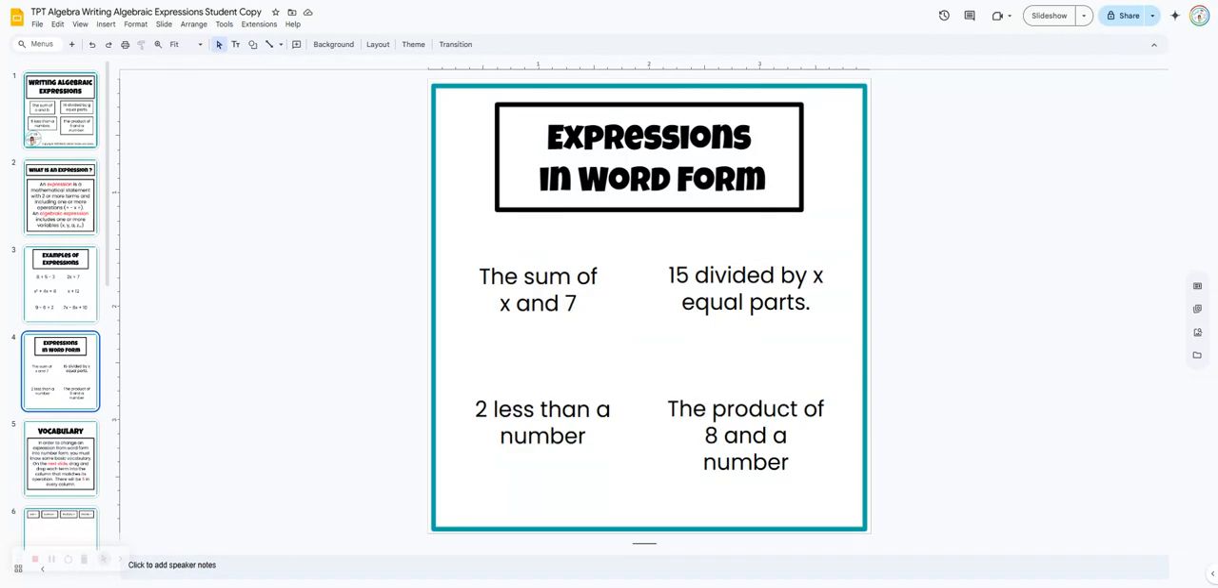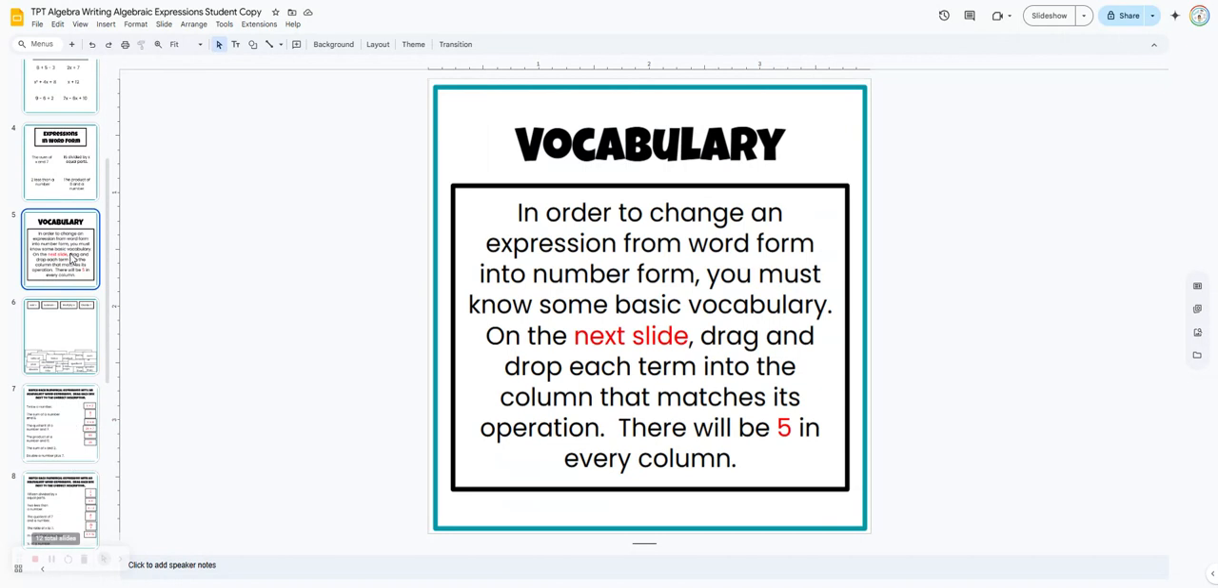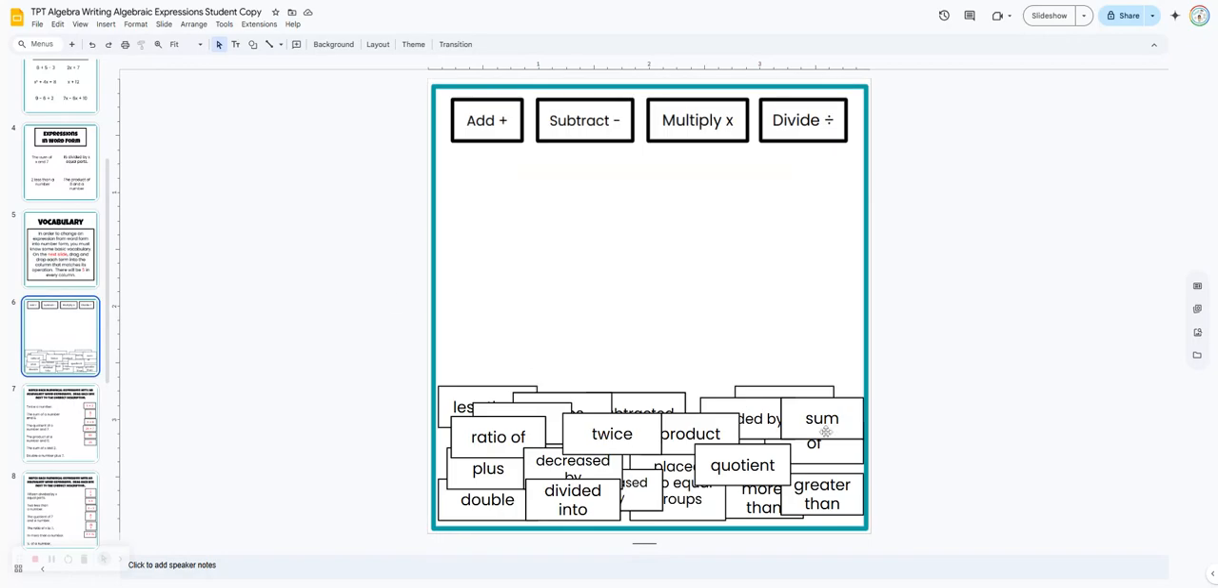And then here's some expressions in word form. So the first thing students are going to do is look at some of these words and determine which operation they belong to. There will be 5 in every column. So they take each of these words or phrases at the bottom of the screen, and they're going to put them in the correct column according to addition, subtraction, multiplication, or division. So that's the first step, taking an expression in word form and changing it to numerical form.